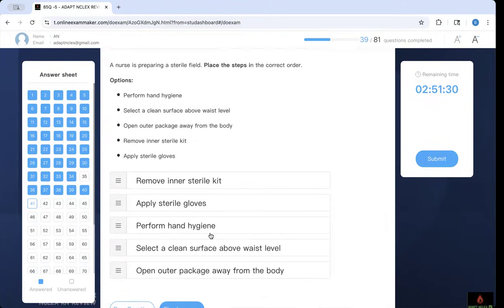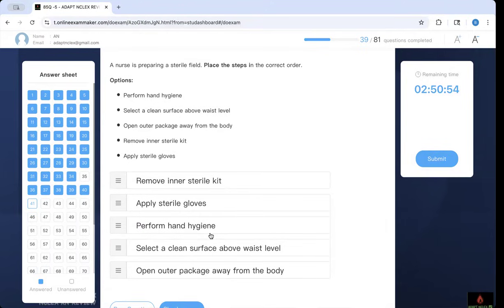Place the steps in the correct order. Perform hand hygiene. Select a clean surface above your waist. Open outer package away from the body. Remove inner sterile kit. Apply sterile gloves. These NCLEX practice questions, NCLEX review questions, NCLEX questions and answers for RN and LPN are trying to put in a lot of fundamentals to make you more comfortable. They may look hard, but by the time you finish, you say, I learned something about sterile technique. That's all. I'm not trying to trap you, but I want you to benefit from this after watching it.